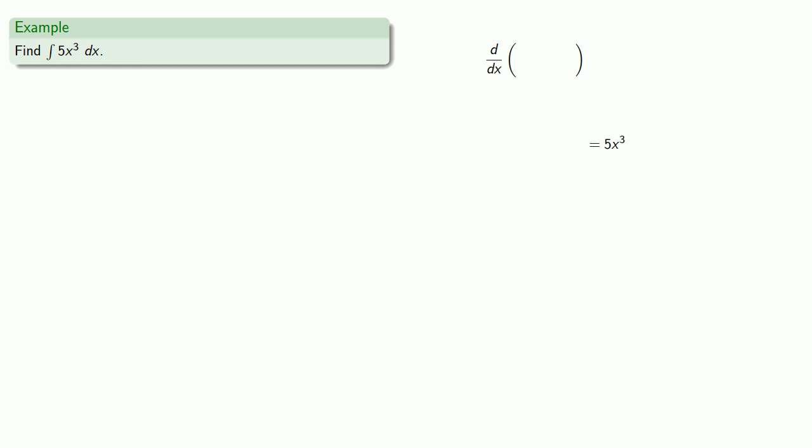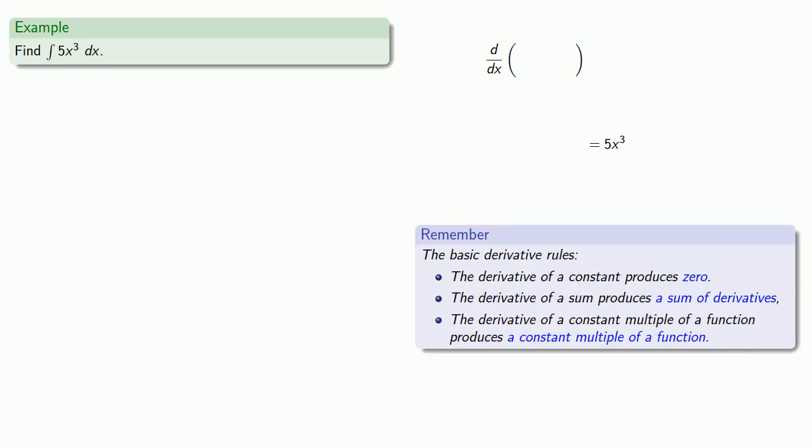And it's helpful to remember a couple of basic derivative rules. The derivative of a constant produces 0. The derivative of a sum produces a sum of derivatives, and the derivative of a constant multiple of a function produces a constant multiple of the derivative of the function. And this last rule is fairly important because it means that we can ignore the constant, at least until the very end of the problem. So let's focus on this x³. What sort of thing do we differentiate to get an x³?